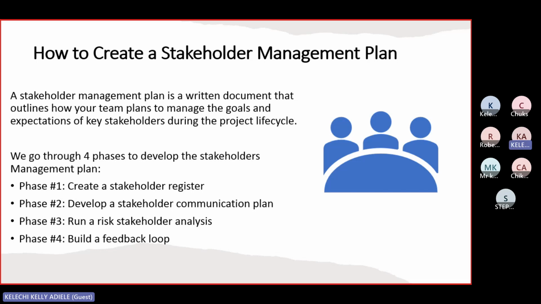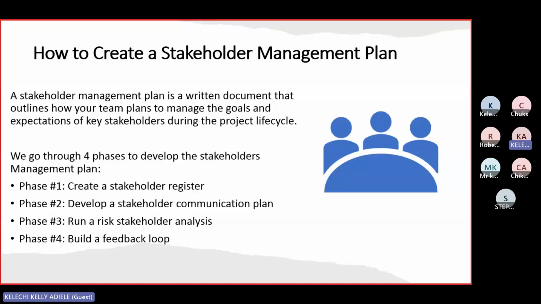So the first document you would have outside the BRD, FRD, and all those other FSD and all that is the stakeholder register. You also have to have what we call the communication plan. It's also a document which will come as you remember. This is planning. We're still planning. You have to come up with a stakeholder communication plan. You have to come up with a risk analysis.